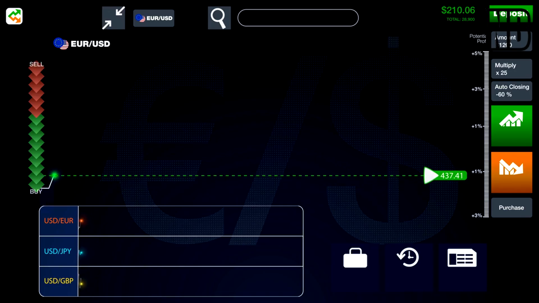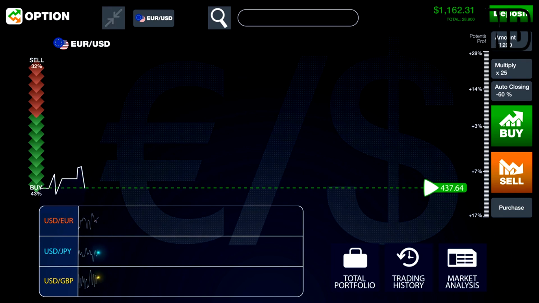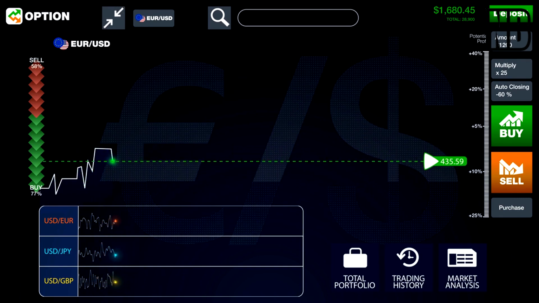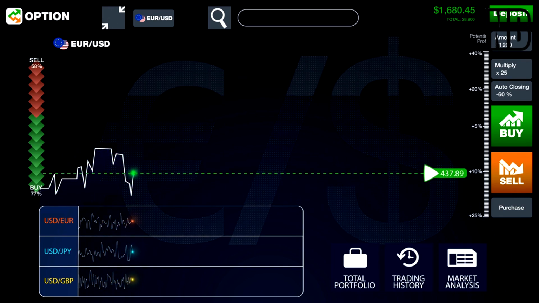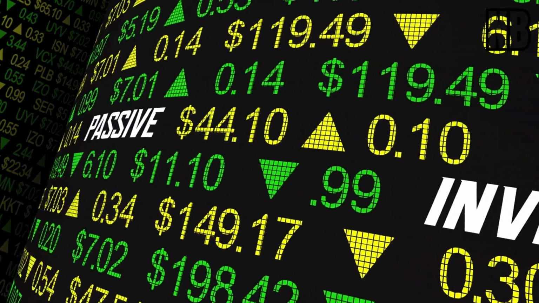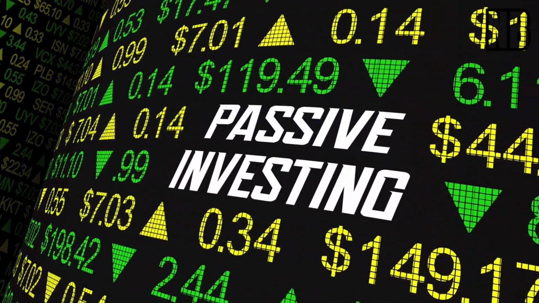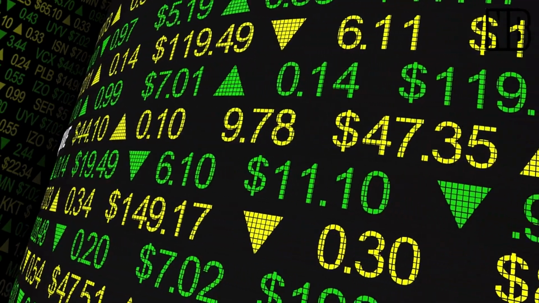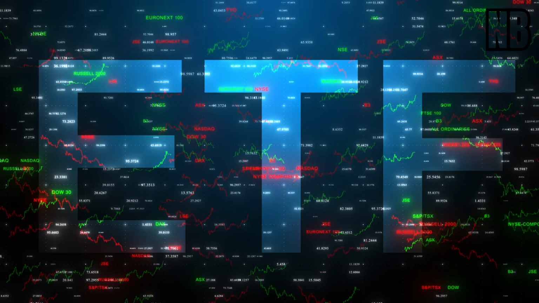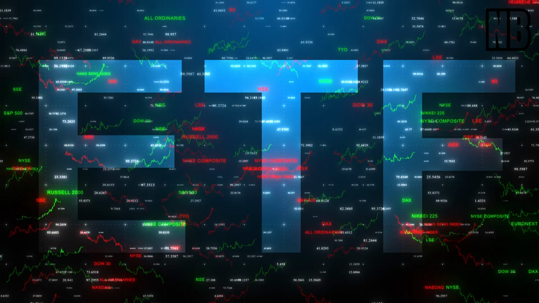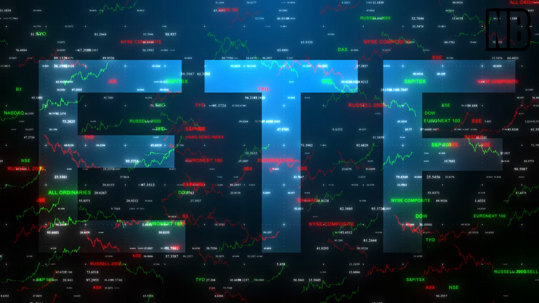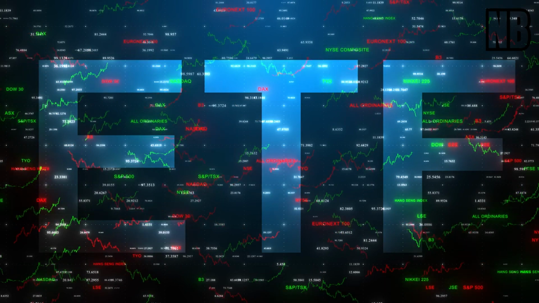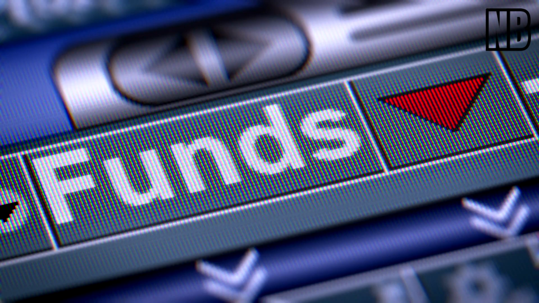4. Index investing. Index investing involves purchasing a broad market index or a fund that tracks a specific index. This strategy aims to replicate the performance of a market index, such as the S&P 500, rather than trying to outperform it. Characteristics: index funds and exchange-traded funds, ETFs, are commonly used for index investing. These funds provide diversification and have lower management fees compared to actively managed funds.